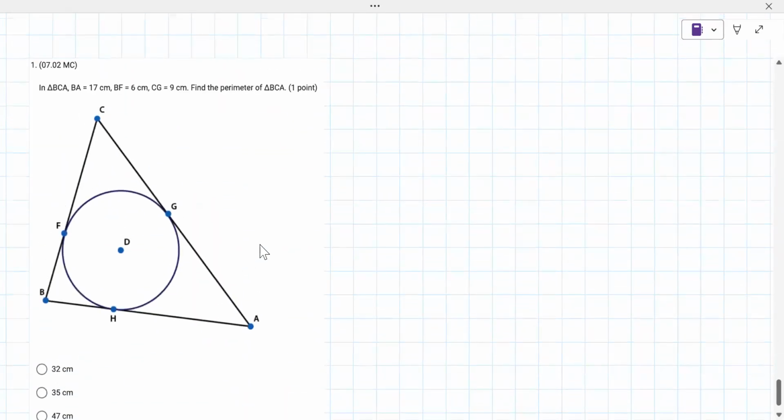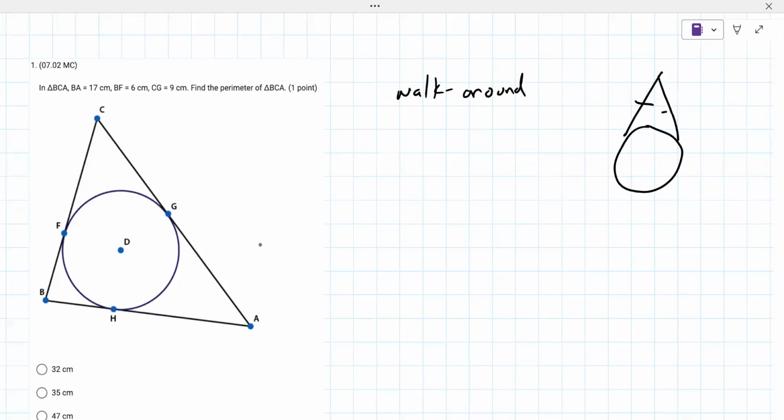Right, so this is sort of a walk around problem, not a walkabout. Walkabout is something else. Walk around means you're going around it. What you have to remember is that tangents are always congruent. So these two tangents are congruent. And if we draw another set of tangents like that, they're also congruent, but they're not congruent to the previous ones. So why does that matter? Well, let's find a tangent here. See how BF is 6? That means that BH is also 6. And if CG is 9, then CF is also 9.